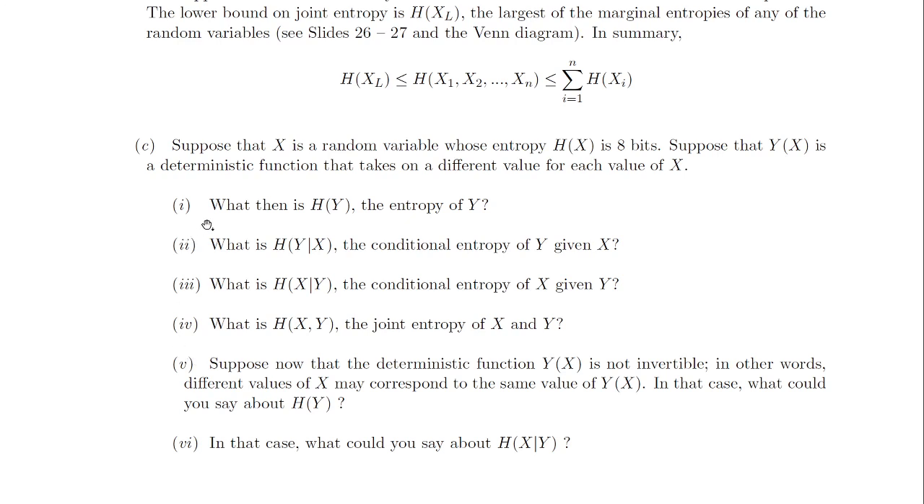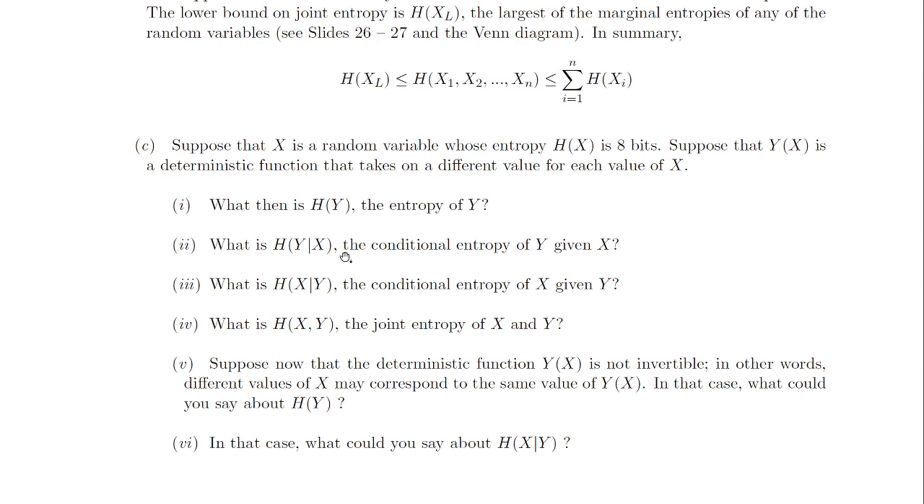Well, first, what is the entropy of the random variable y? Clearly, it will have the same probability distribution as the random variable x. The values may be radically different, depending on how complicated the function is, but it will have the same probability distribution as each of the values for random variable x. So that's also 8 bits.